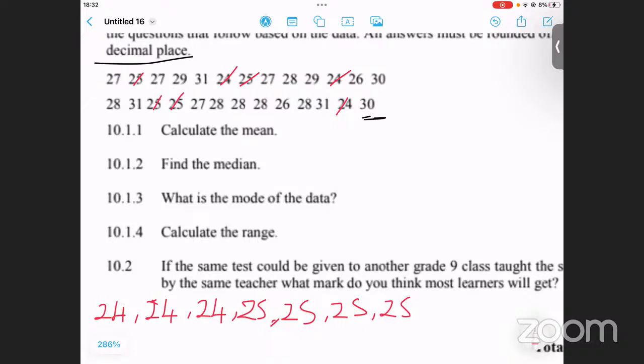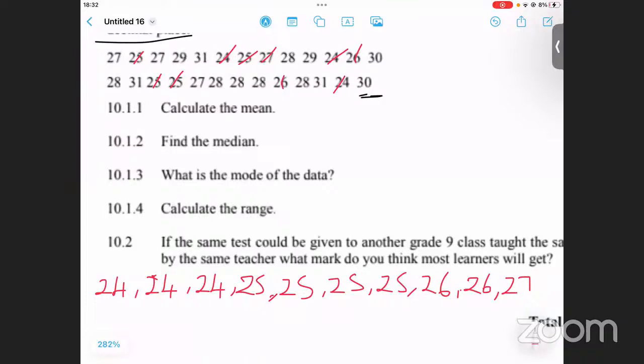Then 26, another 26, another 26. And then 27, another 27, another 27, another 27, and another 27.